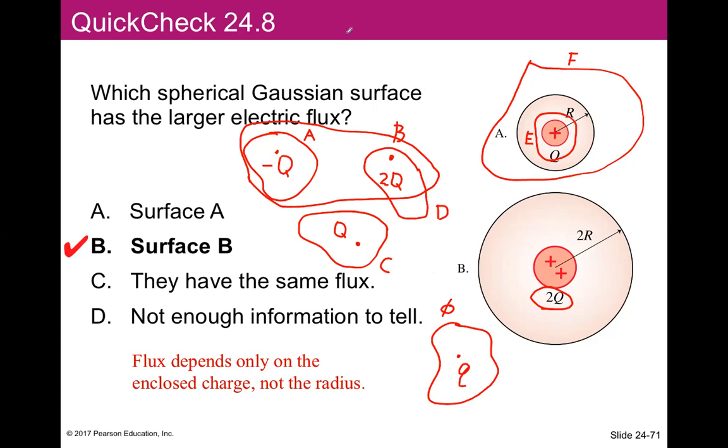So the flux equals to, there are two ways to calculate the flux. First way, you do the surface integral of E dot dA. So in this case, if you want to use this equation to do the calculation, you need to know the electric field at each point on the surface, and then do a surface integral. The second way is by using Gauss's law, use Q over epsilon.